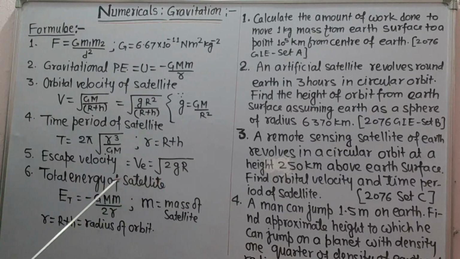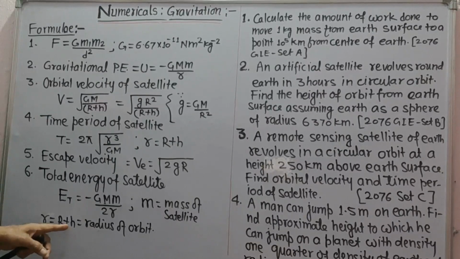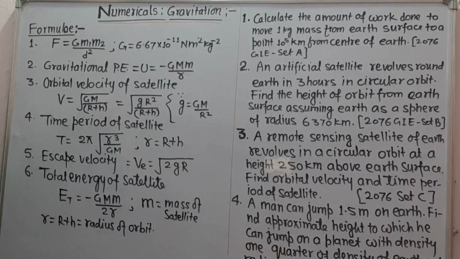Total energy of satellite, denoted by E total, is equal to minus G M m upon 2r, where small m is mass of satellite, capital M is mass of earth, and small r is the radius of orbit, which is capital R plus h, where capital R is radius of earth and h is height of orbit from earth's surface.